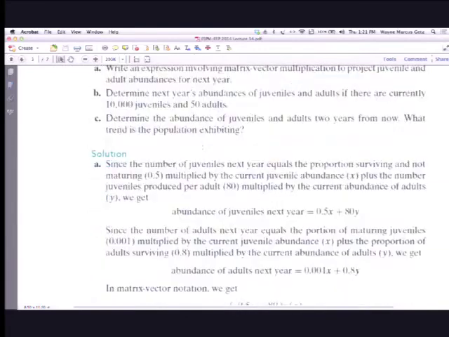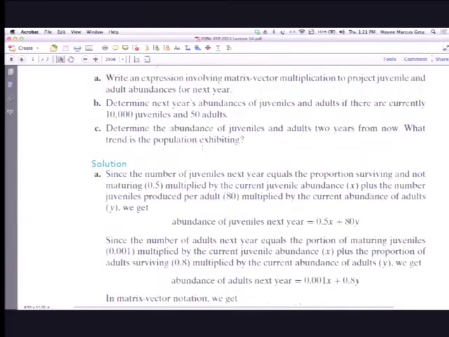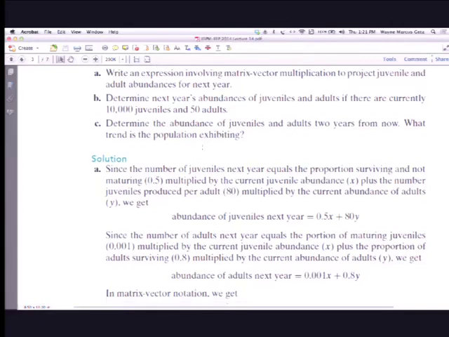Now we'll become more familiar with how to write down such equations. This equation says that the abundance of juveniles next year is equal to half of those that are around this year, plus 80 times the number of adults. So that's a big number. It also says that the abundance of adults next year, if we look at all the juveniles, only 0.1% of them become adults, but 80% of the adults remain adults.